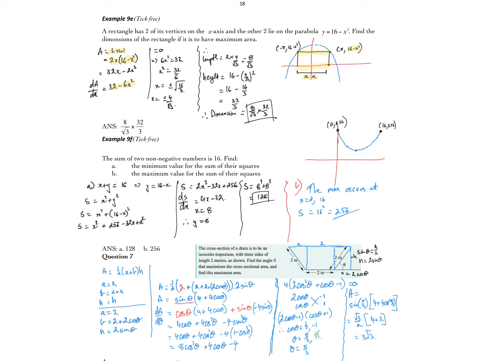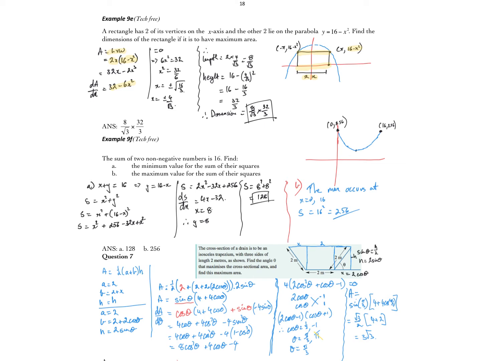x squared is equal to 32 on 6, which is plus or minus root 16 on 3, which is plus or minus 4 on root 3. So there's my x coordinate, isn't it? It's either negative 4 on root 3 or positive 4 on root 3, the two x values. What are we looking for? Find the dimensions of the rectangle to have a maximum.